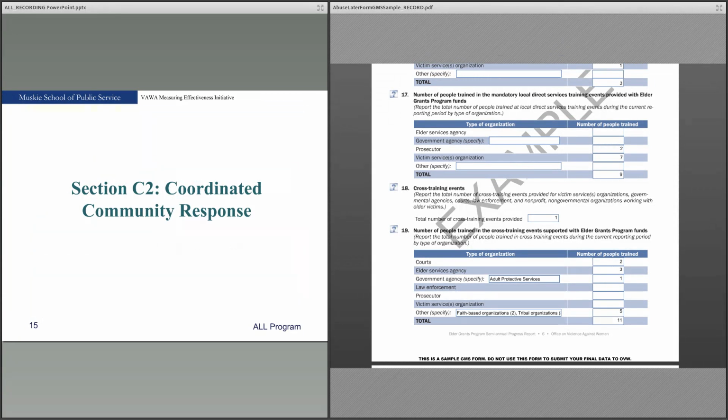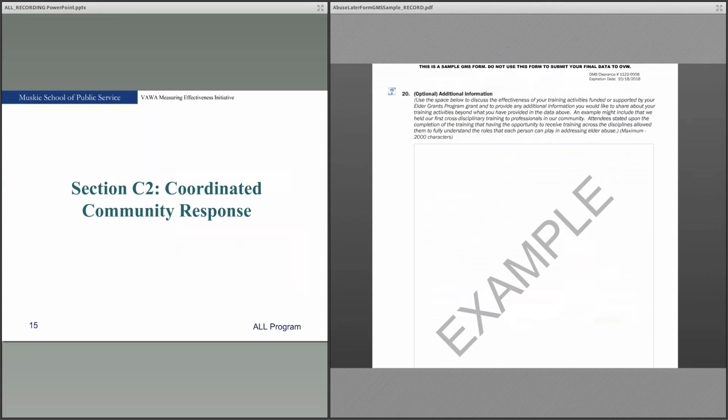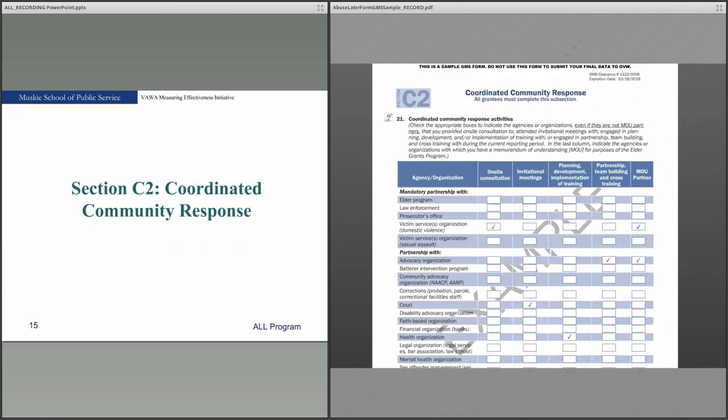Moving on to section C2, Coordinated Community Response. This next section on the form is required, and all grantees should complete this subsection. This section provides a picture of the relationships you have with other agencies and organizations in your community. Simply go through the list of partners and check all boxes that apply.